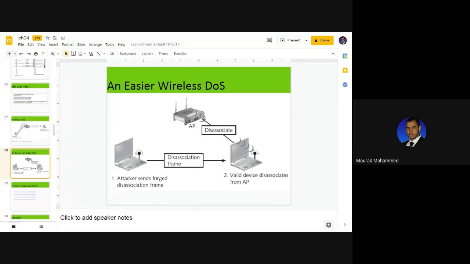If the attacker succeeds in mimicking your identity by doing, for example, a device redirect, and sends this disassociation frame to the wireless device, it will disconnect you, not the attacker. Why? Because the attacker used your ID, your identity. So this is another category of wireless attack, and here specifically wireless DoS.